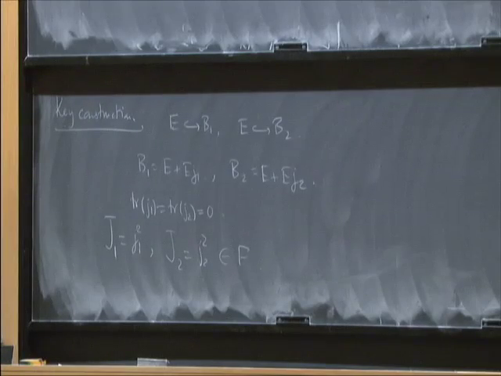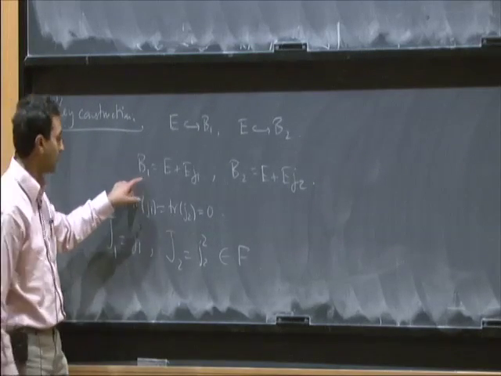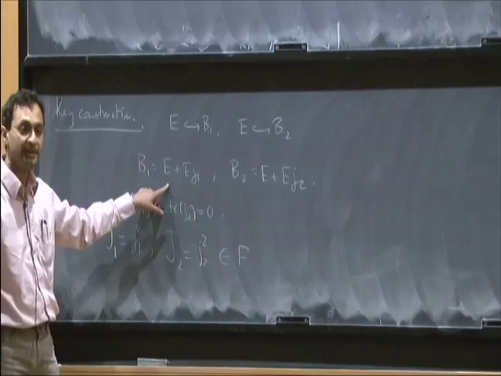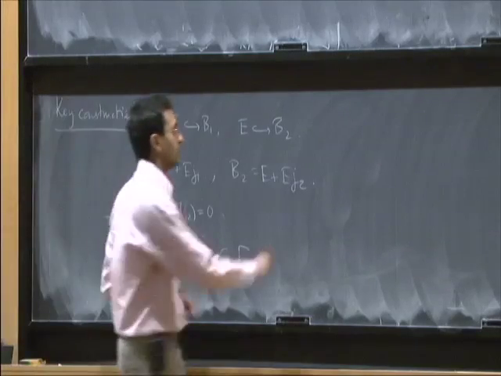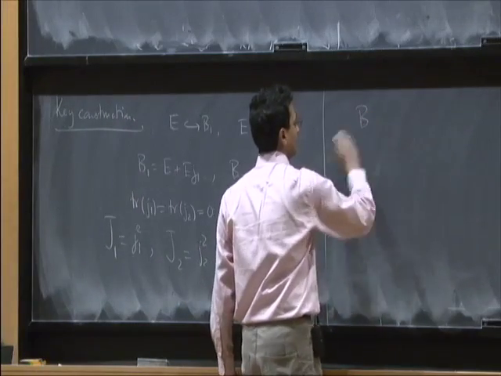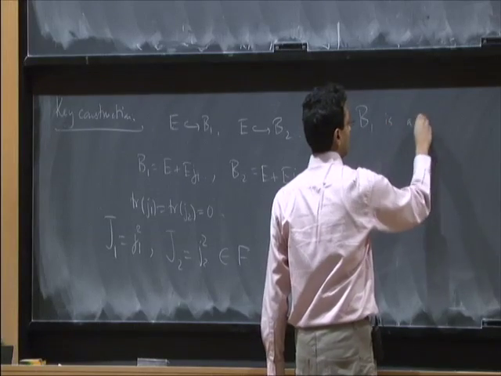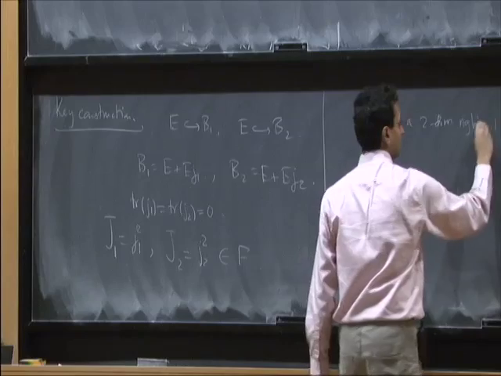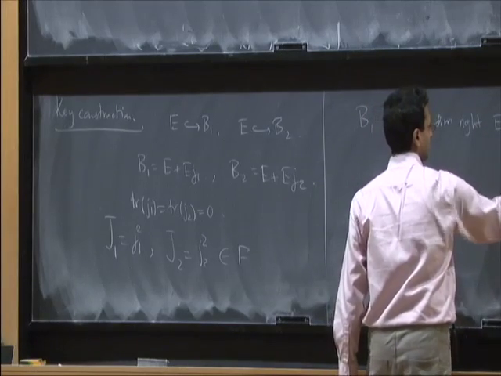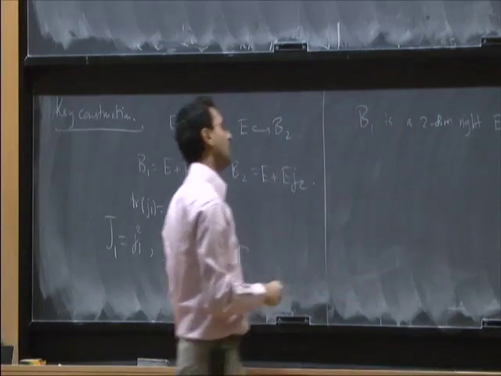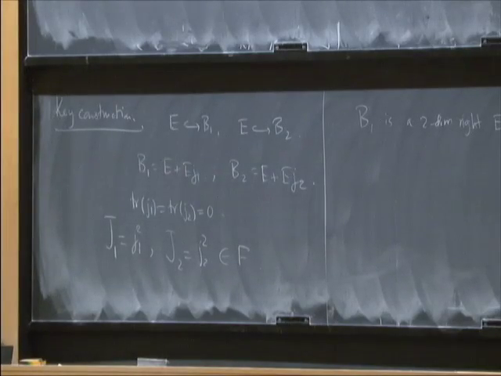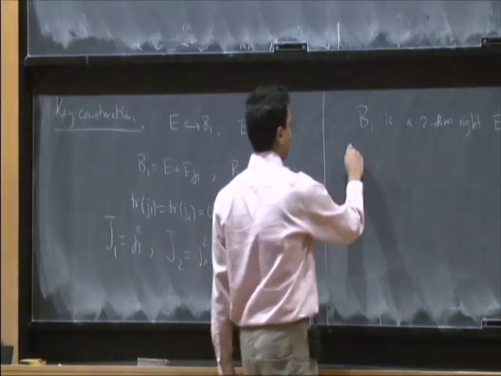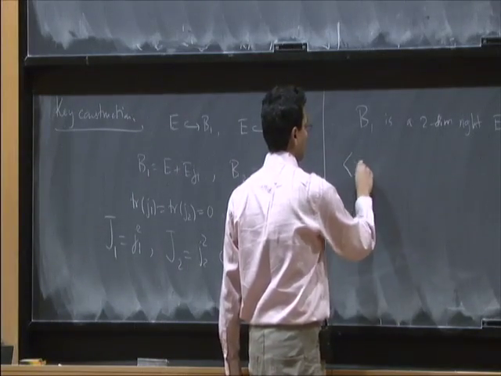Okay. Now you can think of B1 as a 2-dimensional E vector space in this way. So B1 and B2. So B1 is a 2-dimensional right E vector space. And in fact, you can make this into a Hermitian space in the following way. You just define a form.